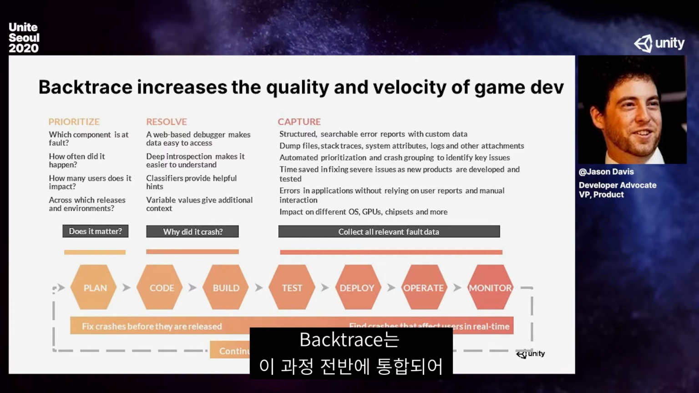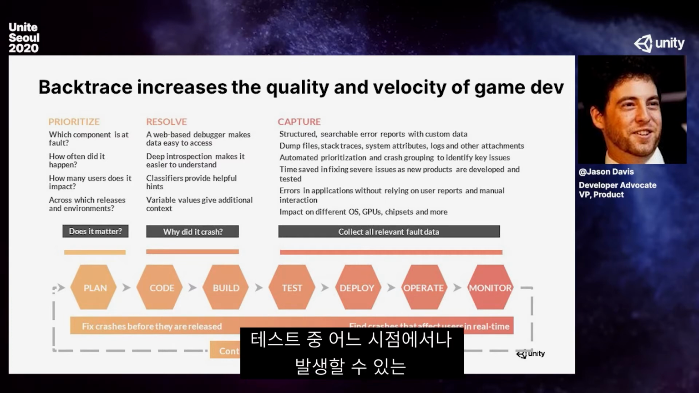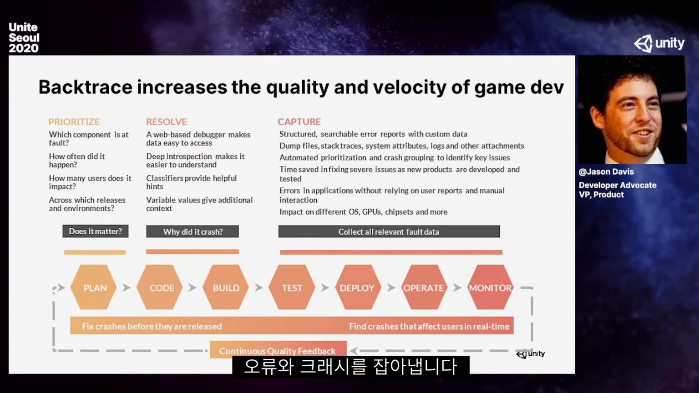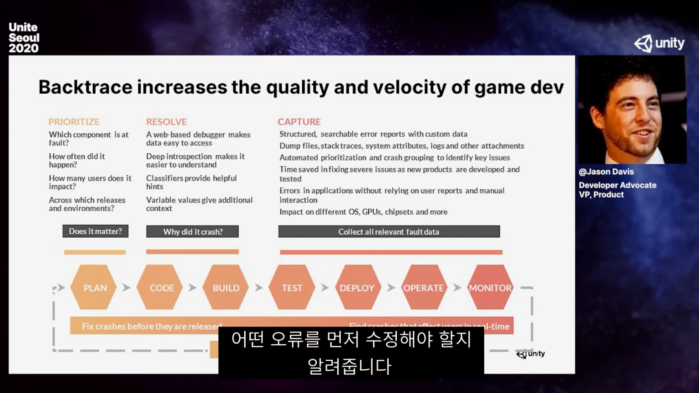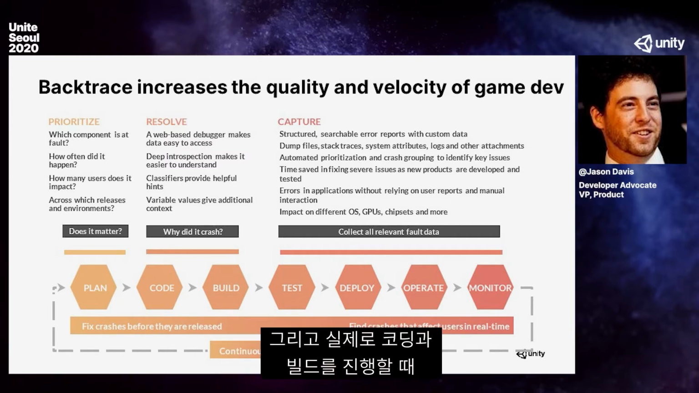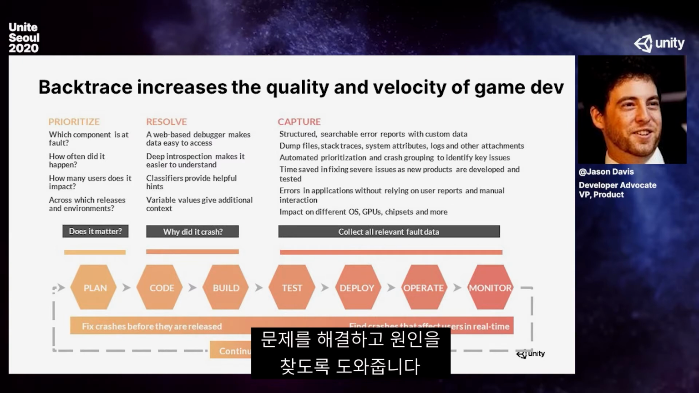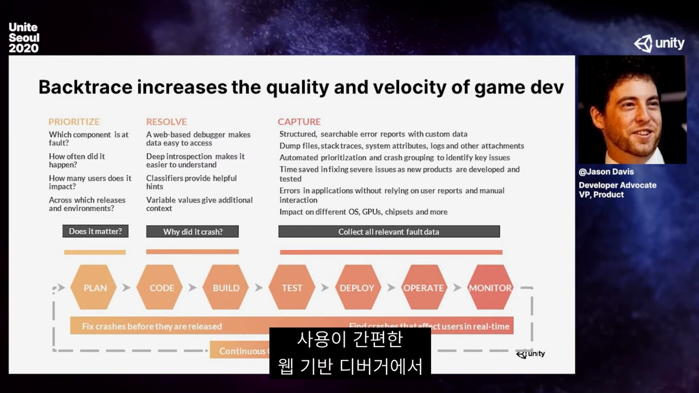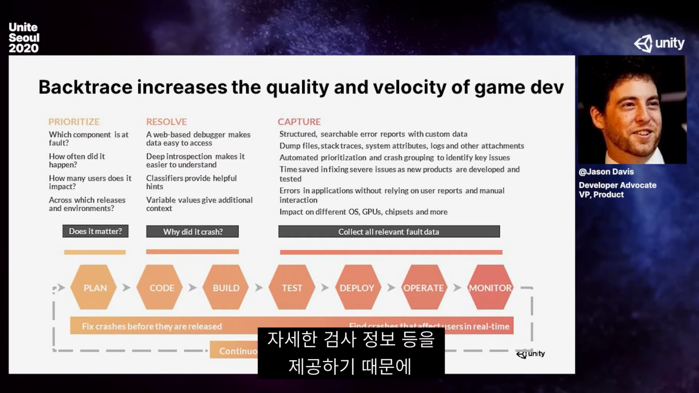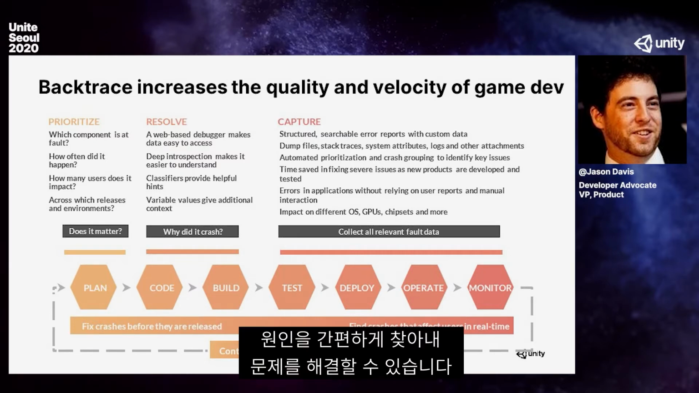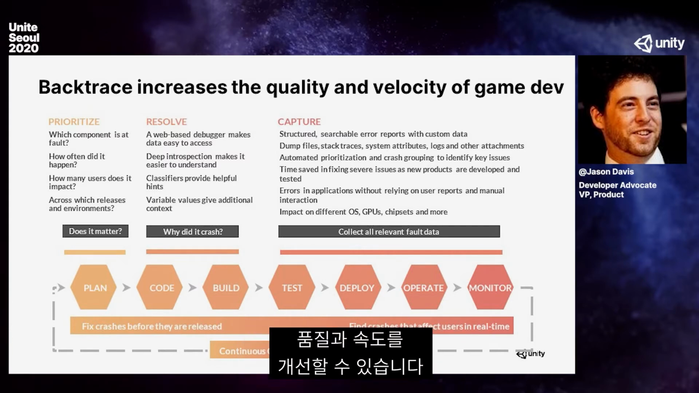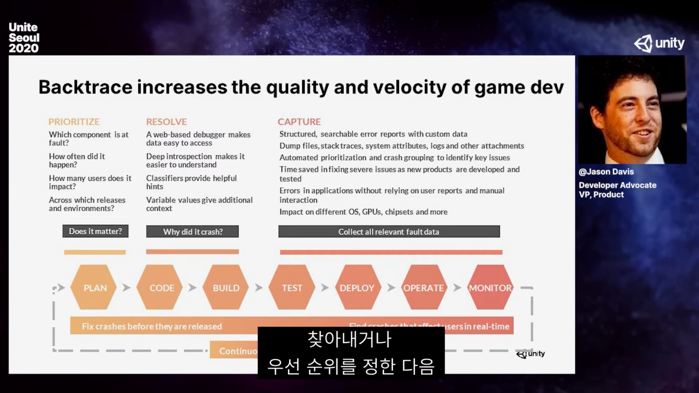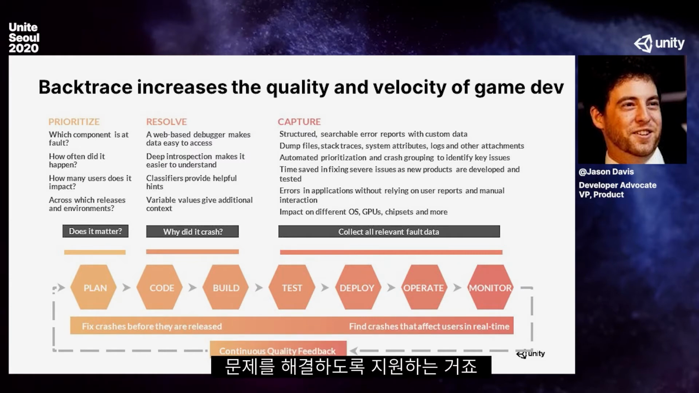Backtrace is integrated throughout this process to capture errors and crashes as they're occurring, anywhere from testing on. And then while you're planning your release cycles, we help you prioritize the issues you should fix. And then when you're actually coding and building, we help you resolve or root cause those issues with easy-to-use web-based debuggers that provide deep introspection and detail so that you know how to root cause and fix an issue. And that's how Backtrace helps you increase the quality and velocity of your game development lifecycle, by capturing, prioritizing, and helping you resolve the errors that matter most.